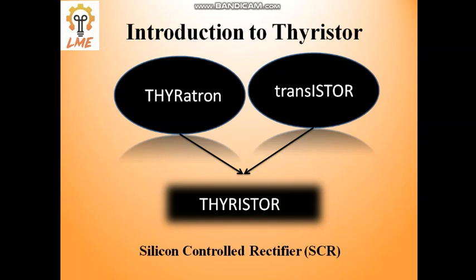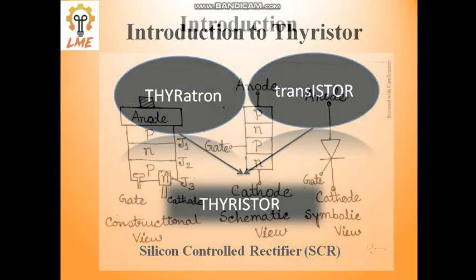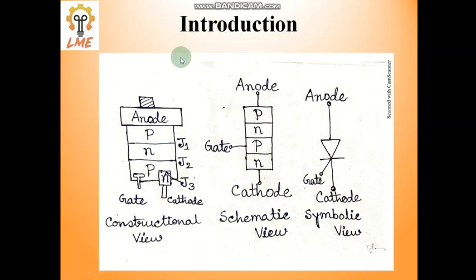Under this Thyristor family, there are many devices, one of which is known as the silicon controlled rectifier, SCR. This is the most famous member of the Thyristor family. That is why sometimes this Thyristor family is known as SCR itself. Okay, so let's go to the second part of the introduction. Here we will see the constructional view of a Thyristor, then the schematic view, and last is the symbolic view of a Thyristor.